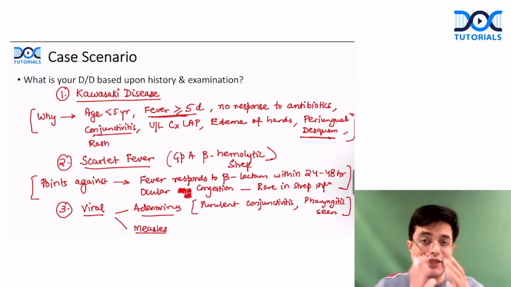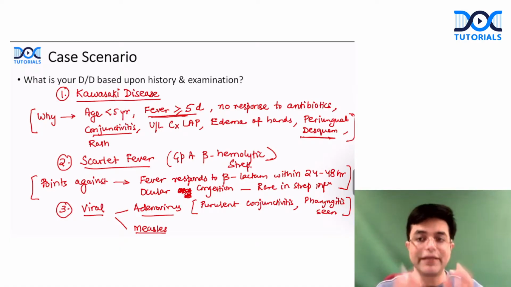And adenovirus infection will not have unilateral lymphadenopathy. If it causes lymphadenopathy, it will be bilateral. Can it have? It can have, but it will not be significant and it will be bilateral lymphadenopathy.